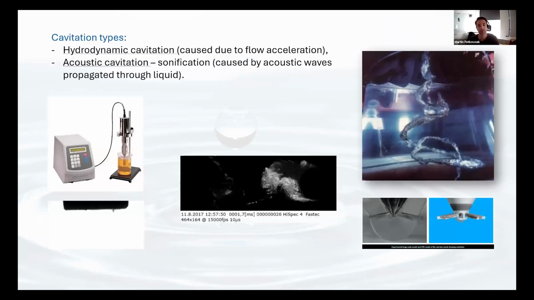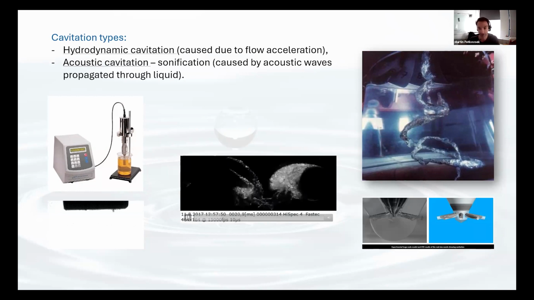In general, we can divide cavitation by source of the local pressure drop, and we distinguish between hydrodynamic and acoustic cavitation. Hydrodynamic cavitation is caused on rotating machines like ship propellers, water turbines, or in the flow tract, where we have certain constrictions where the flow is accelerated and the pressure drop is a consequence of this flow acceleration, like in a nozzle of a fuel injector.